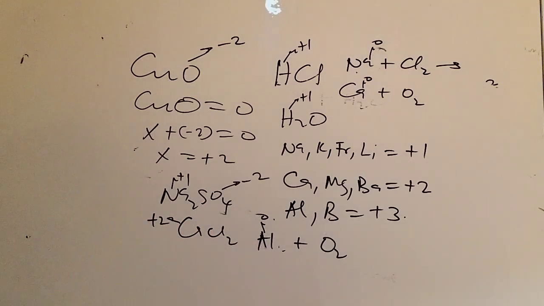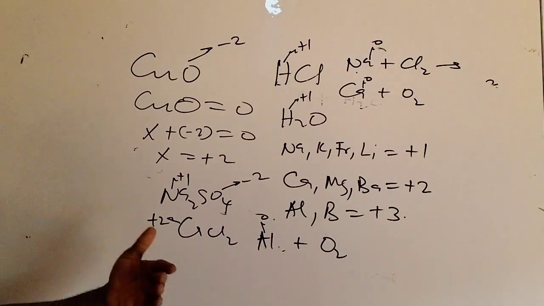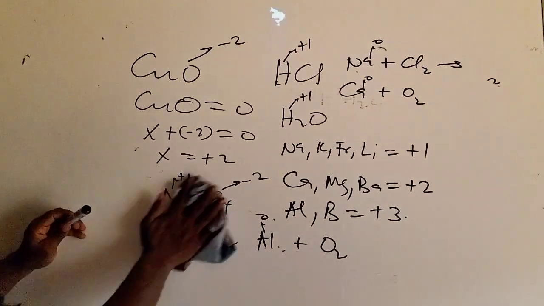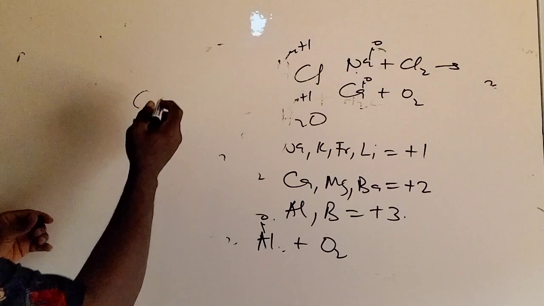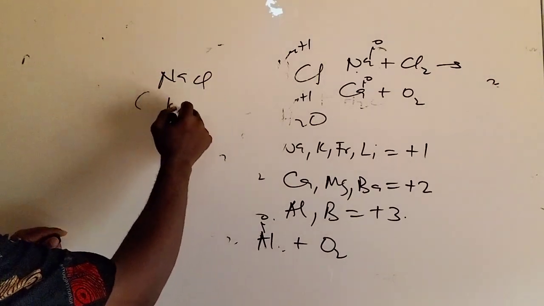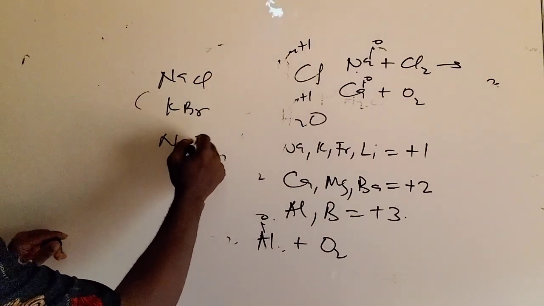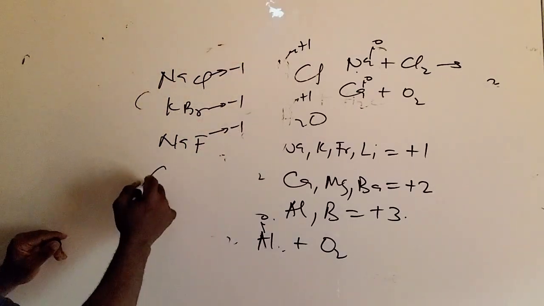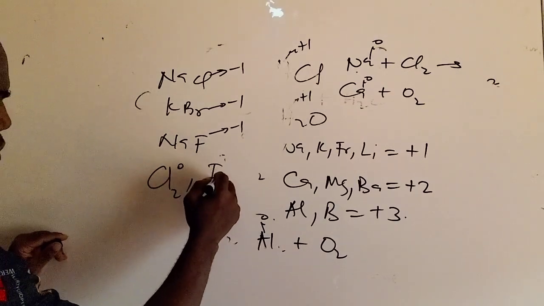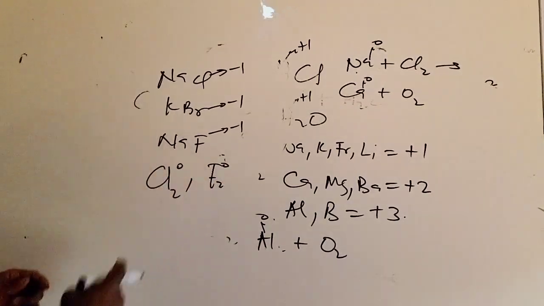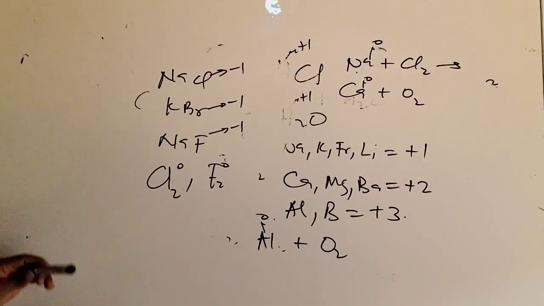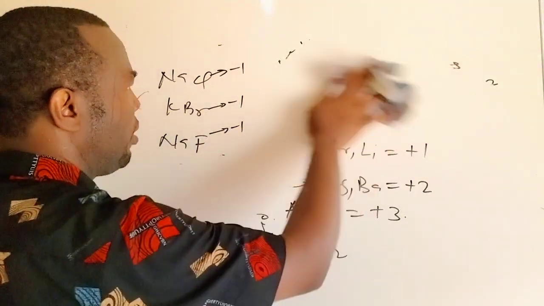Then the oxidation state of halogens. Halogens are fluorine, chlorine, bromine, iodine, and they are -1 in binary compounds. Binary compounds are compounds of two elements, like sodium chloride, potassium bromide, sodium fluoride. In this case, they're all -1. You should know that. But on their own, we take them as 0 when they are not combined with another element. But in non-binary compounds, we cannot take their state as 0.